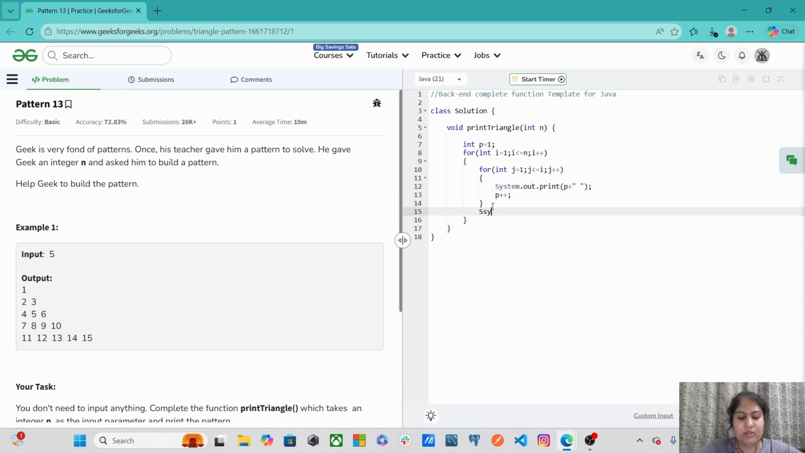At the end of the inner loop, we also have to change the line or change the row using system.out.println. Got it?